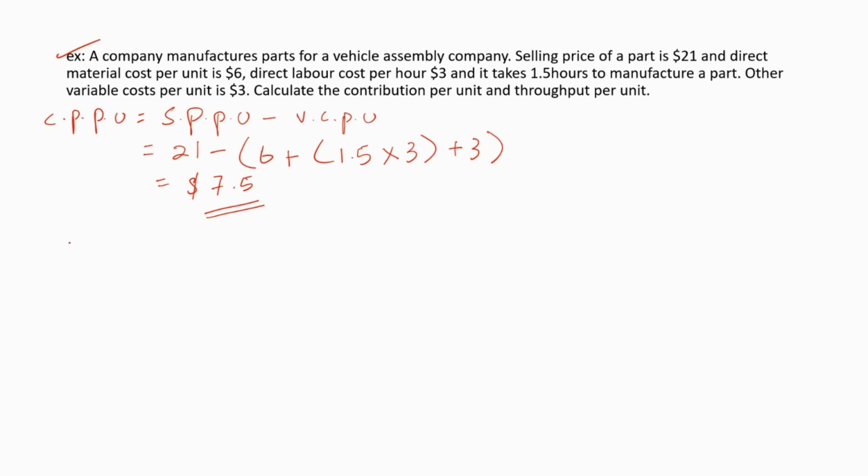Now let's calculate the throughput per unit, which is also known as the throughput contribution, which is equal to selling price per unit minus direct material cost per unit. So the selling price per unit is equal to $21 and direct material cost per unit is equal to $6. So the throughput per unit is equal to $15.